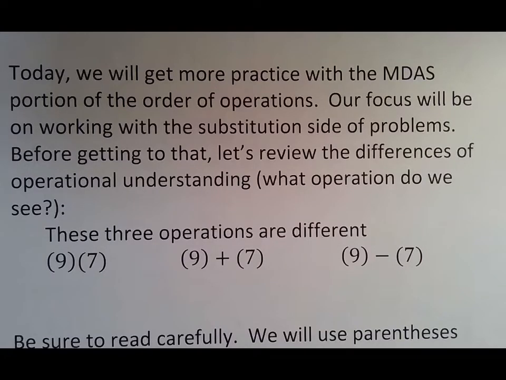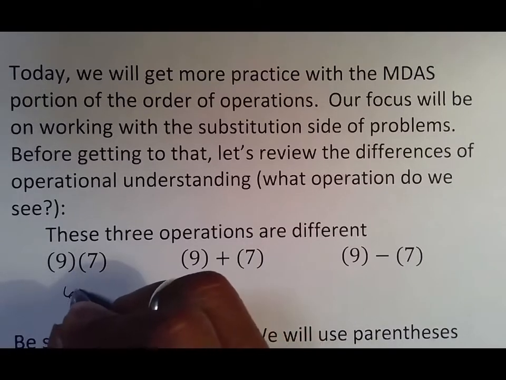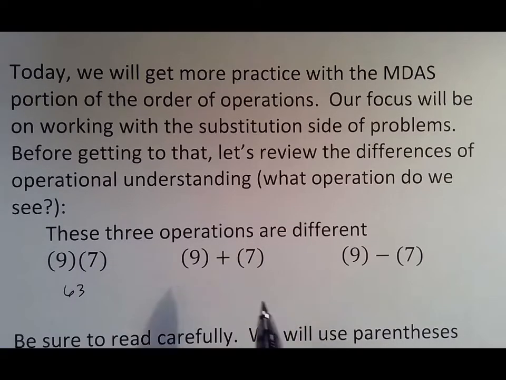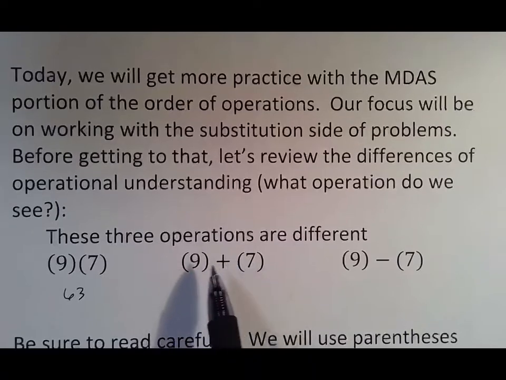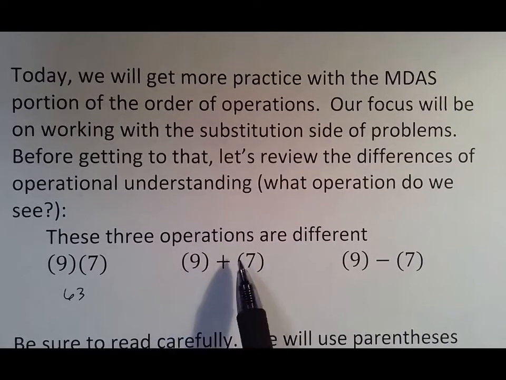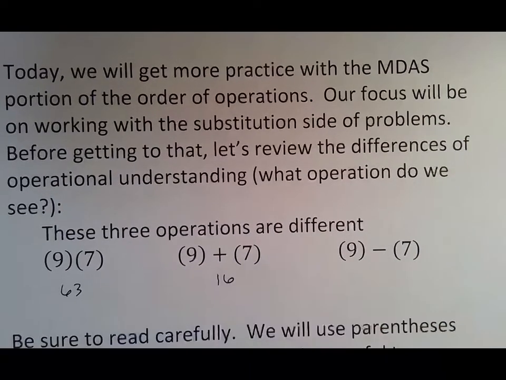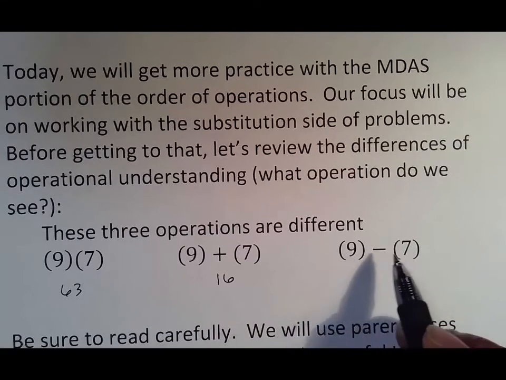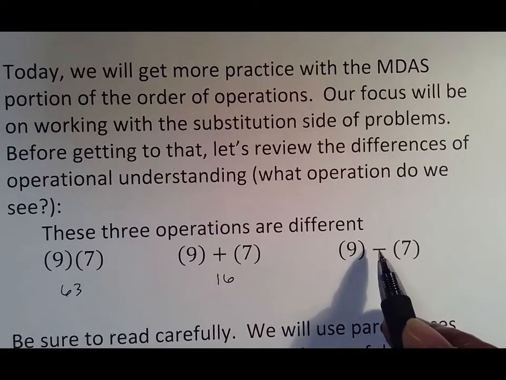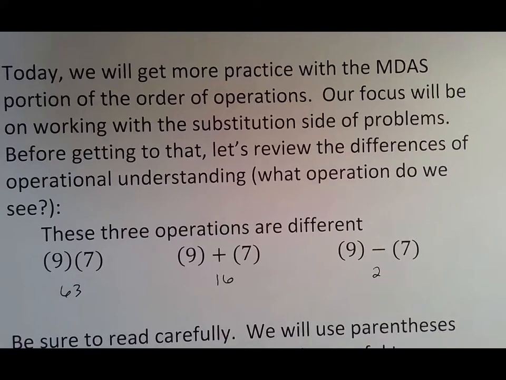So ask yourself what operation you see here. And this would be multiplication because it's 9 times 7, which is 63. This is addition because there's a plus sign between. 9 plus 7 is 16. Here it is subtraction because there's a minus sign, which is 9 minus 7 or 2.